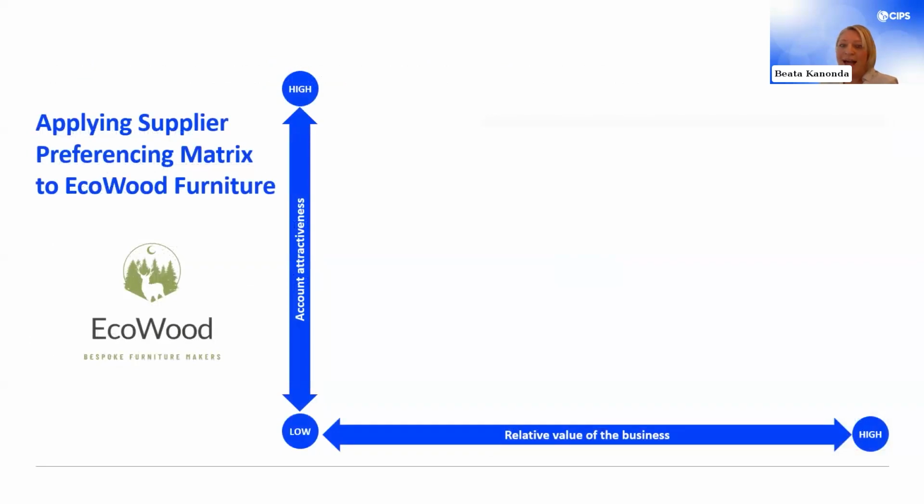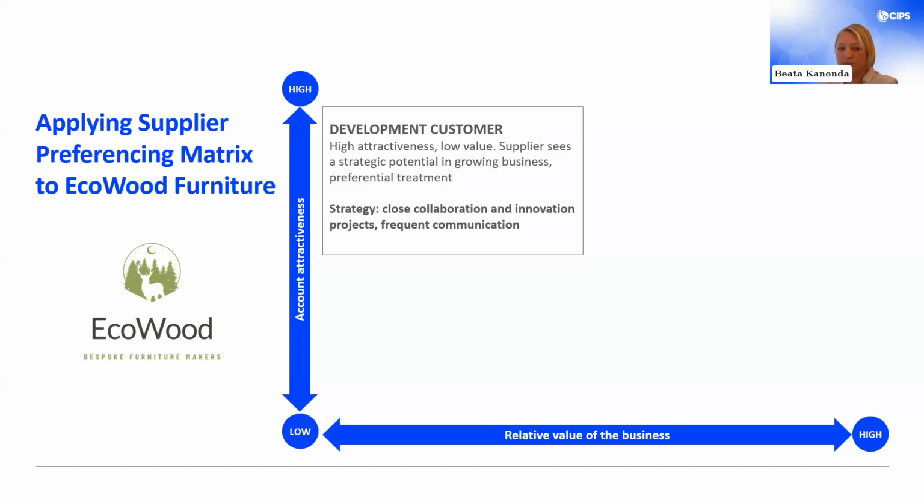Now let's take a look at how EcoWood Furniture might be categorized by its suppliers using the Supplier Preferencing Matrix. So Joanne considers how the key suppliers of EcoWood may view the organization by assessing the relative value that EcoWood brings for each of them and the attractiveness of the business. Let's first look at the development quadrant.